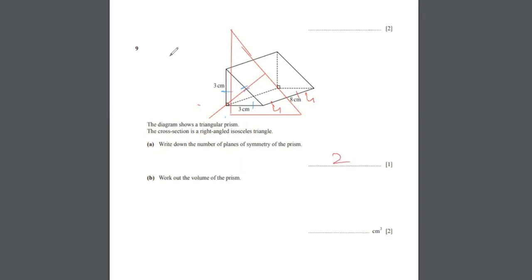And work out the volume of the prism. Any 3D shape in the form of a prism, we calculate the area of cross section and we multiply it with the length. Okay. So in case of prism, volume is area of cross section times length. In this case, it is a triangle. It can be a rectangle or any other shape. So we calculate the area of cross section and we multiply it with length.